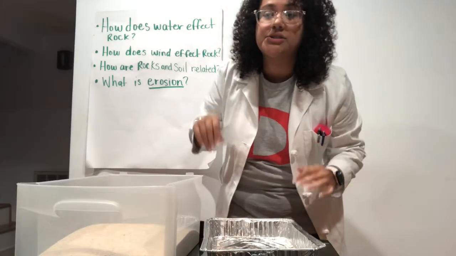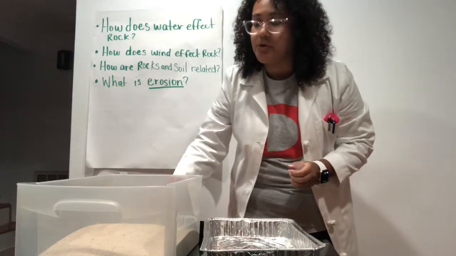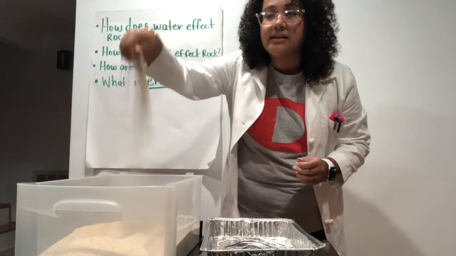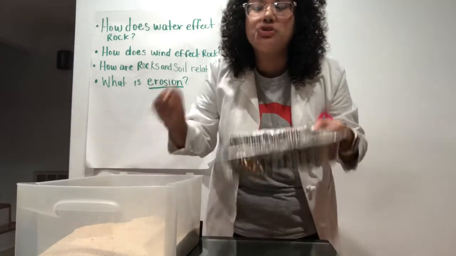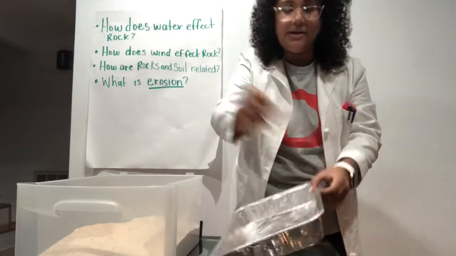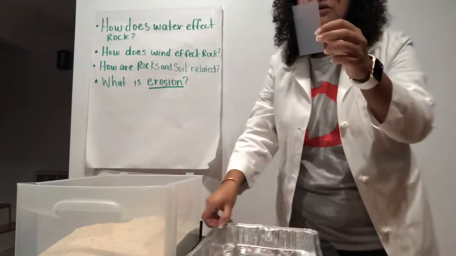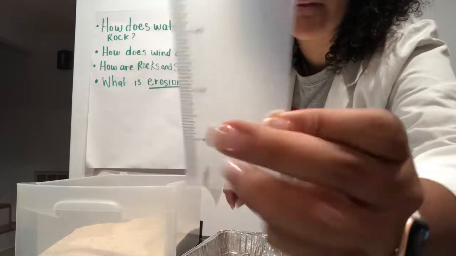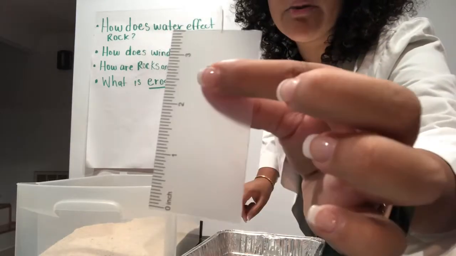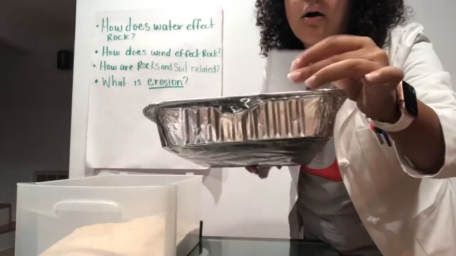All right, boys and girls. So the first thing that we're gonna do is we're going to pour some sand into the pan so that it makes a layer that's about 2 to 3 inches deep. So if we're confused about 2 to 3 inches, I have my little mini ruler here with me, and here we got our 2 to 3 inches in our pan.